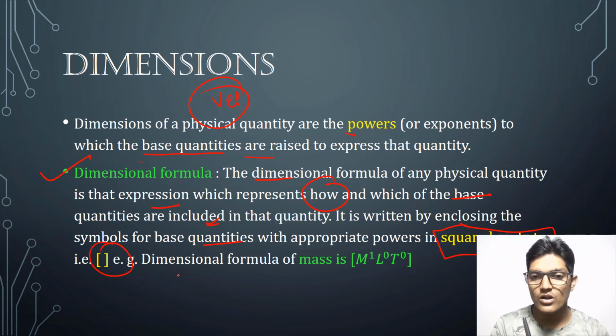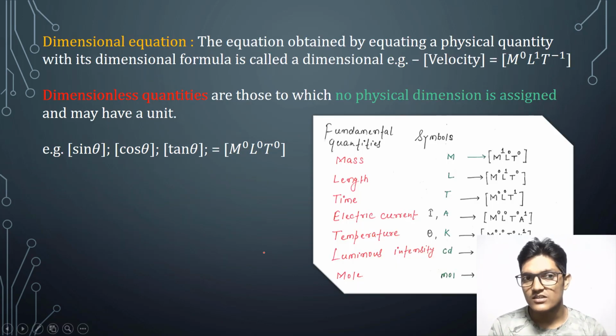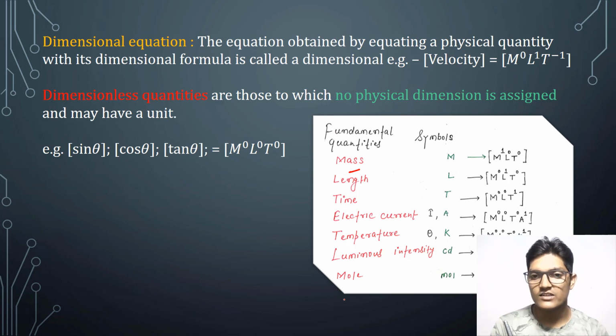The dimensional formula of mass, we represent as M to the power 1, L0 and T0, in a square bracket. Now we have some dimensions here, like the dimension of mass [M1 L0 T0]. For length, [M0 L1 T0], and so on. Regarding luminous intensity, we can write it like [M0 L0 T0 K0 CD to the power 1], and so on.